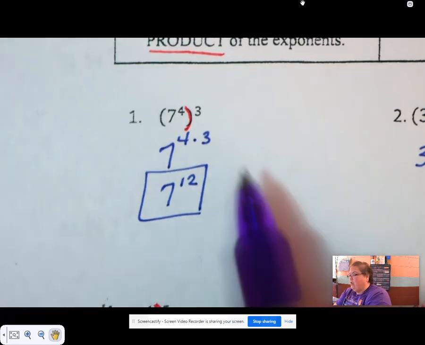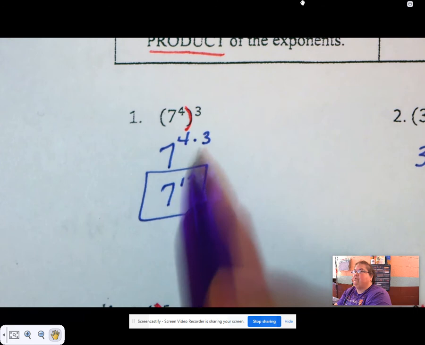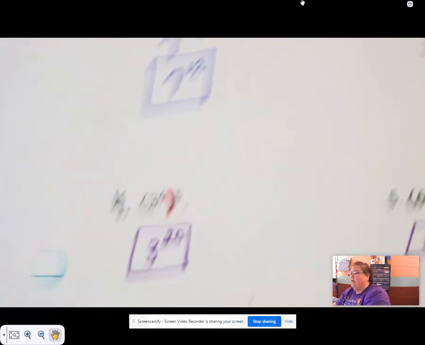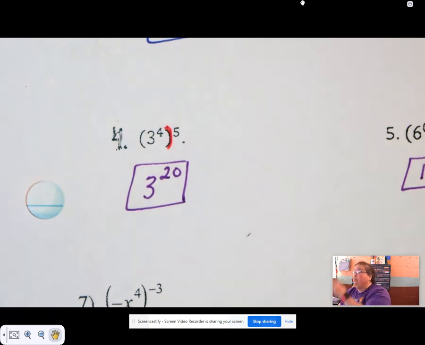I just wrote it out. You don't have to write this out. I just wrote it out to remind you to multiply them. Oh, you just do that in your head. I thought we did seven. Yeah, no. You can just do that in your head. You want to write it out, you can.